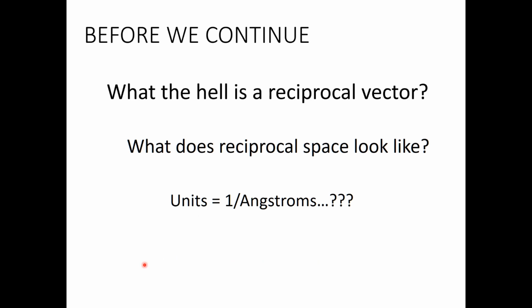Okay, hold on one second. What the hell is a reciprocal vector? What is k? What does reciprocal space look like? For those of you who have never heard of reciprocal space, it's something that you'll encounter in solid-state physics. You also see it in diffraction theory, right? A lot of times in material science, we talk about things in terms of reciprocal space, which is usually expressed in k space. And so the units of reciprocal space are 1 over angstroms, because it's the reciprocal of real space, so it's 1 over meters, or 1 over angstroms.